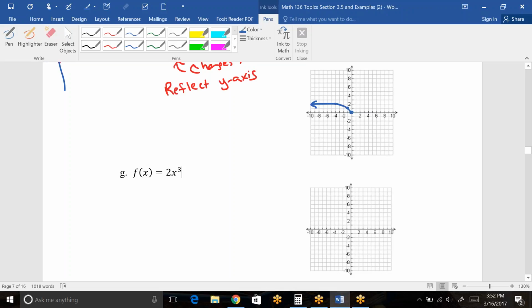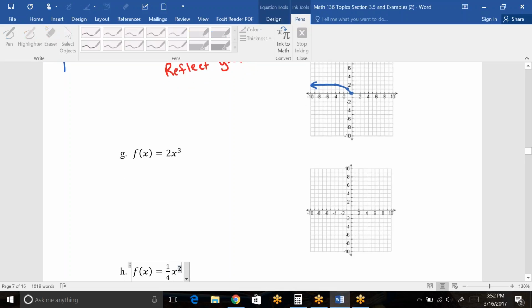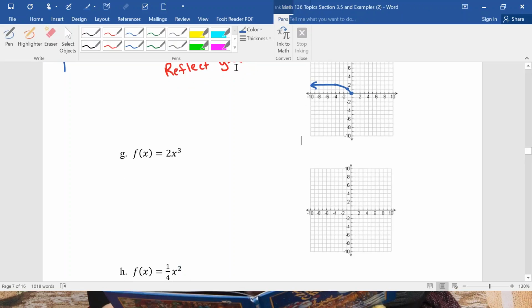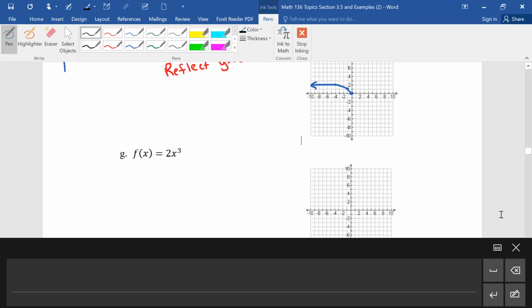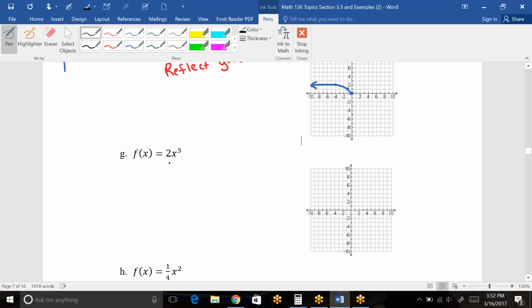Okay, then we get into the ones that have stretching or compressing. So when dealing with these, we have to talk about, is it inside or outside, because that does determine how we interpret the information. So notice this is that x cubed shape, which we already know looks like this. Negative 1, negative 1, 0, 0, and 1, 1. Those are the three main points.